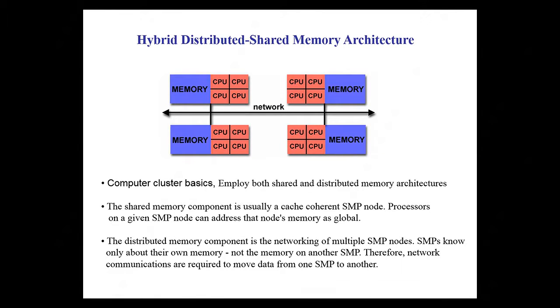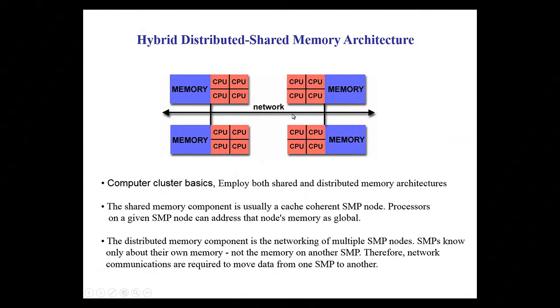So the cluster is composed of many nodes. Each node is a shared memory node, usually called a coherent SMP node. All the CPUs, sometimes we call them processors, or cores, on a given node can access the memory, addressing it as a global memory. And in the meantime, all the nodes are connected by a network.